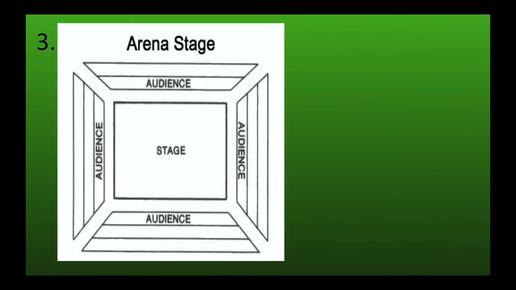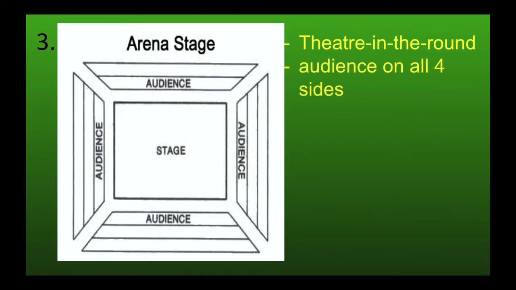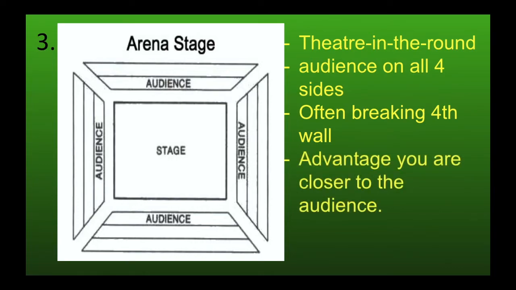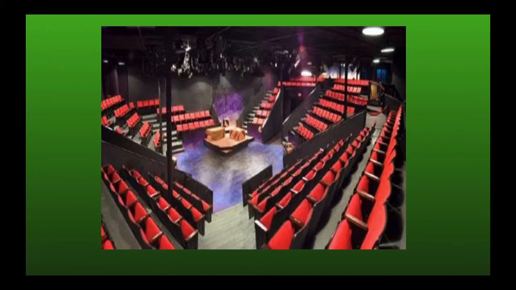The next type of stage we have is an arena stage. Arena, or in the round, should look sort of familiar if you're used to going to sporting events where you are all around the court or the field. The audience is again on all 4 sides, and you're basically breaking the fourth wall because there are no walls. You're going to be closer to the audience than you were in any of the other stages. This is also going to be less set and scenery. Here's an example of an arena. You see the audience all around the center playing space.